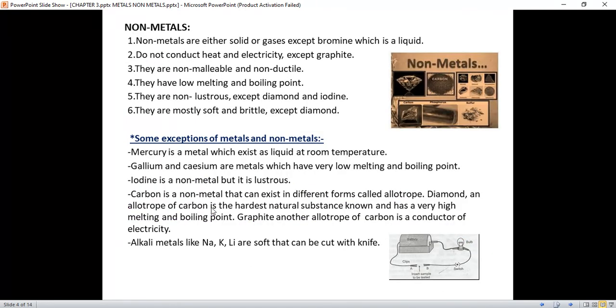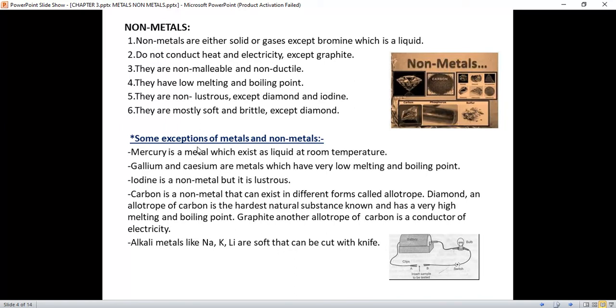Now we'll have a look at the properties of non-metals. They are solid or gaseous in nature except bromine, which is liquid at room temperature. They do not conduct heat and electricity except graphite. They are non-malleable and non-ductile. They have very low melting and boiling points. They are non-lustrous except diamond and iodine. They are mostly soft and brittle except diamond.